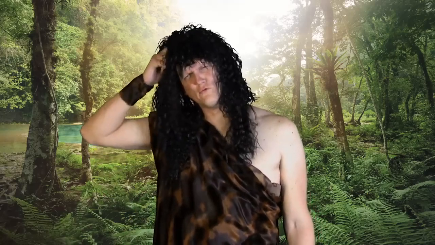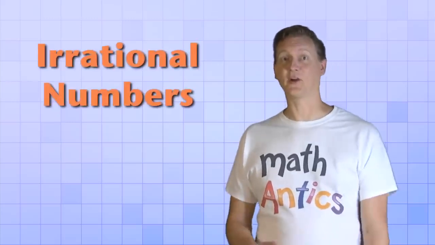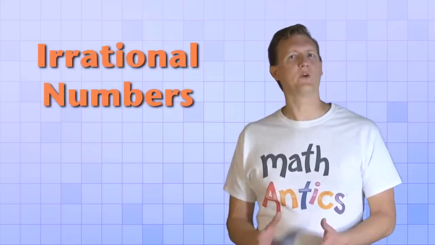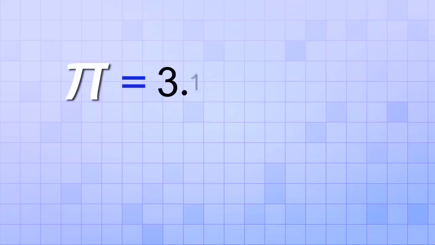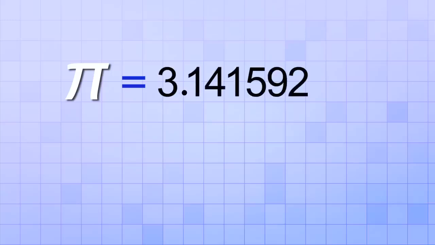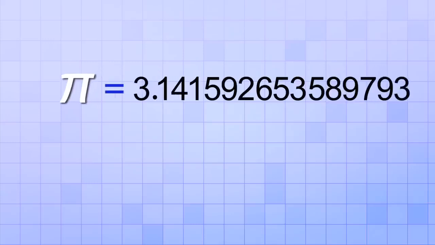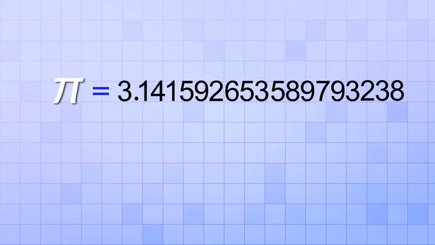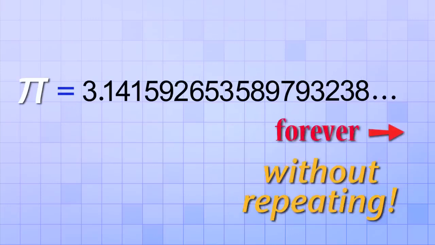Grog confused. Yes, irrational numbers are confusing. But seeing some more of pi's decimal digits will help you understand what I mean. To be more precise, pi is 3.1415926535897932338, and the decimal digits just keep on going forever without repeating.